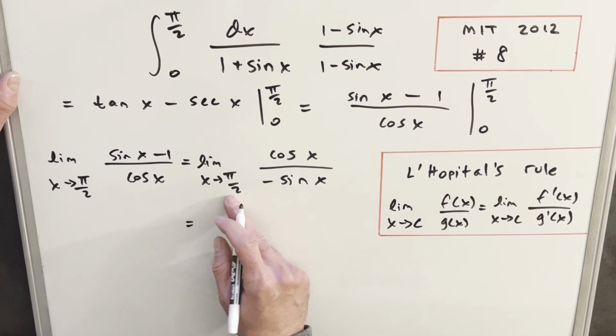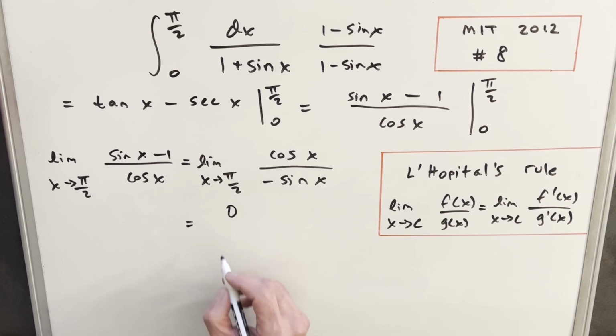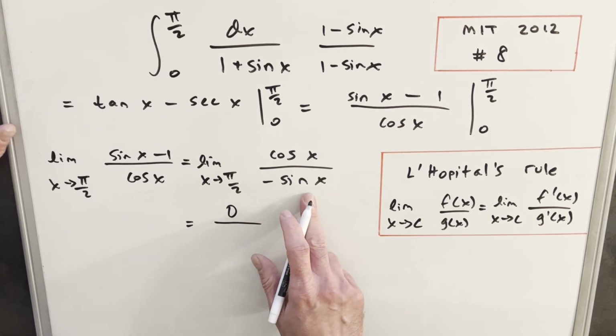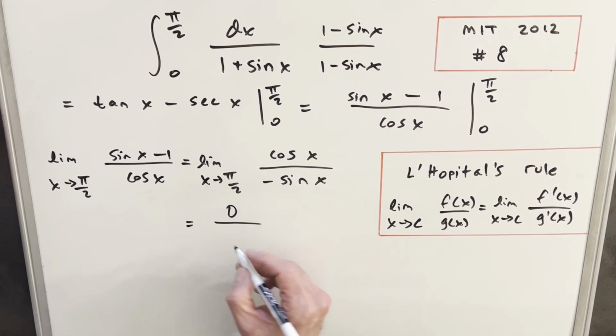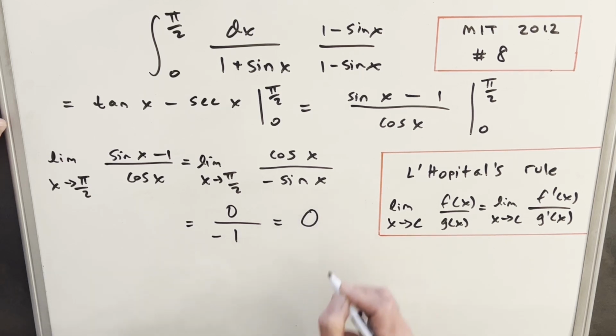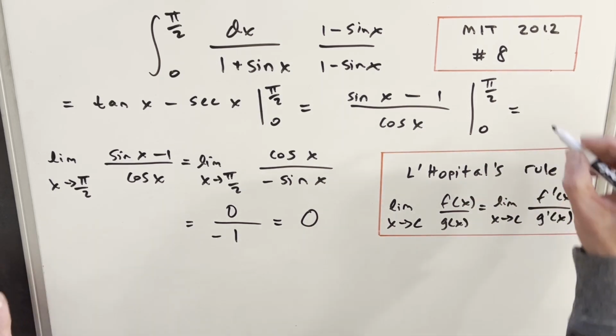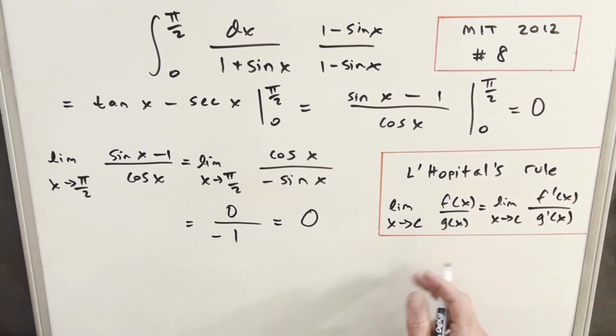Now when we evaluate this at pi over 2, cosine of pi over 2 is heading towards 0. Then the limit of sine x at pi over 2 is going to be just 1. You have that minus sign, but it's not going to matter because 0 over minus 1 is just 0. Therefore, evaluating this at pi over 2, we're just going to have this 0. And with L'Hopital's rule, that's how we can get around that 0 over 0 situation.